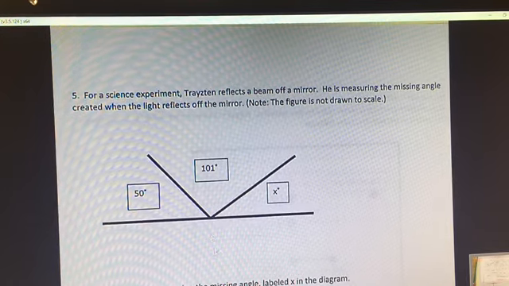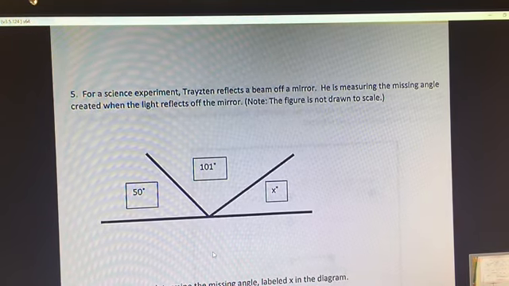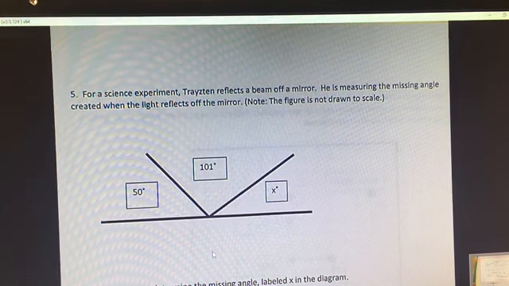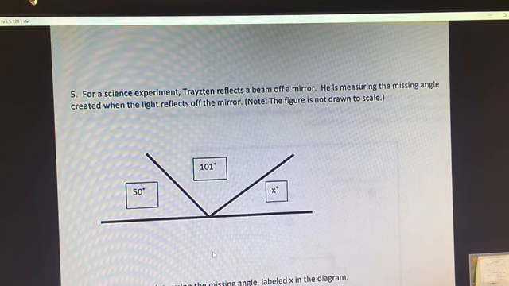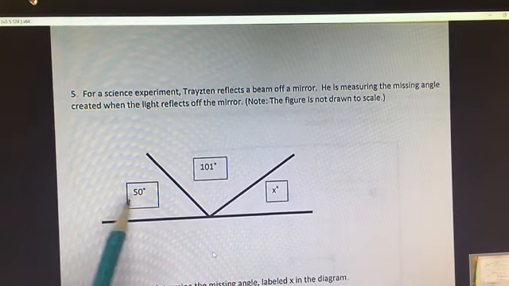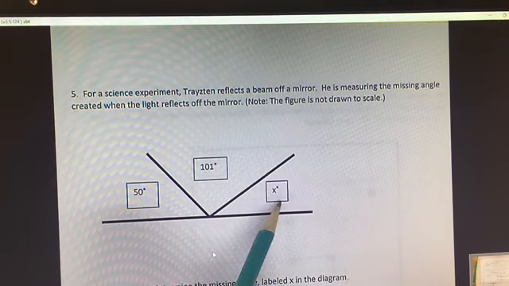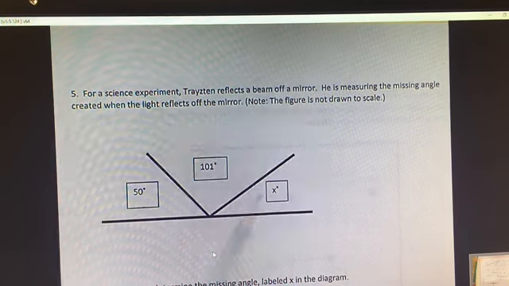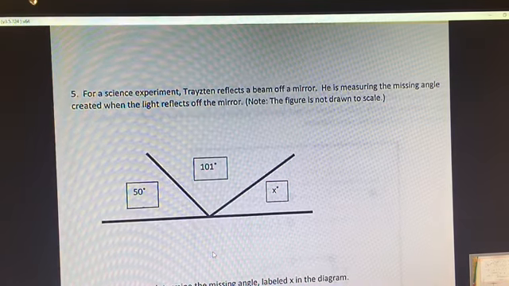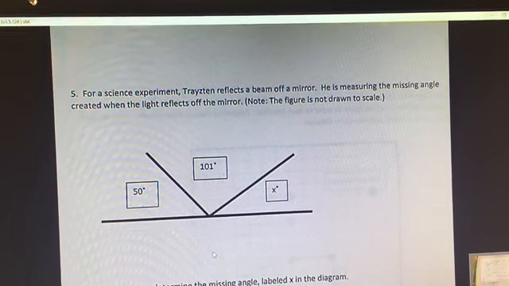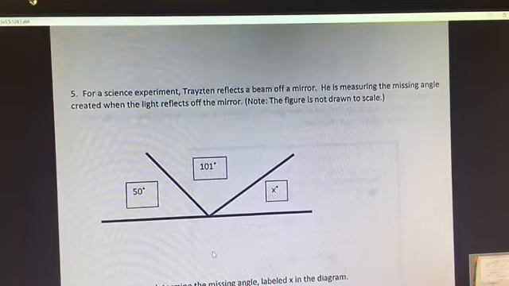Okay, so for a science experiment, Tristan reflects a beam off of a mirror. He is measuring the missing angle created when the light reflects off the mirror. Okay, so note that this figure is not drawn to scale, which means you cannot go, oh, this looks like 50 and this looks a little bit less, so we're gonna go with 47. Okay, it's not drawn to scale. This really is not 50 degrees and that's not really 101 degrees. So you need to actually do some math, okay?